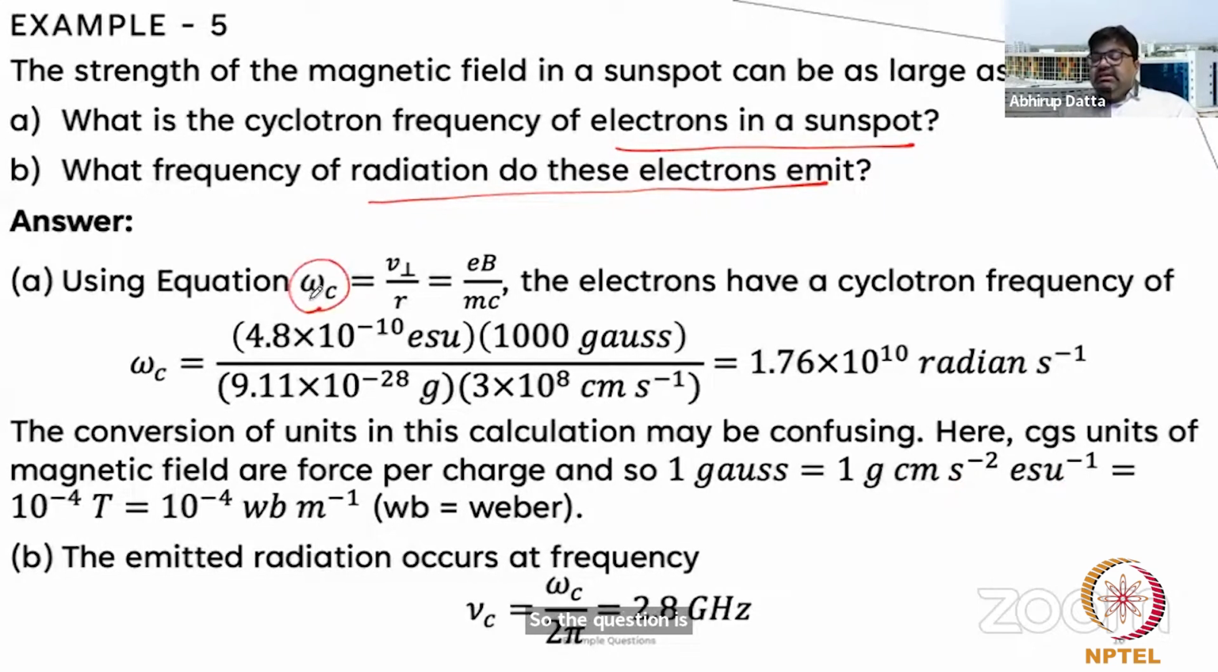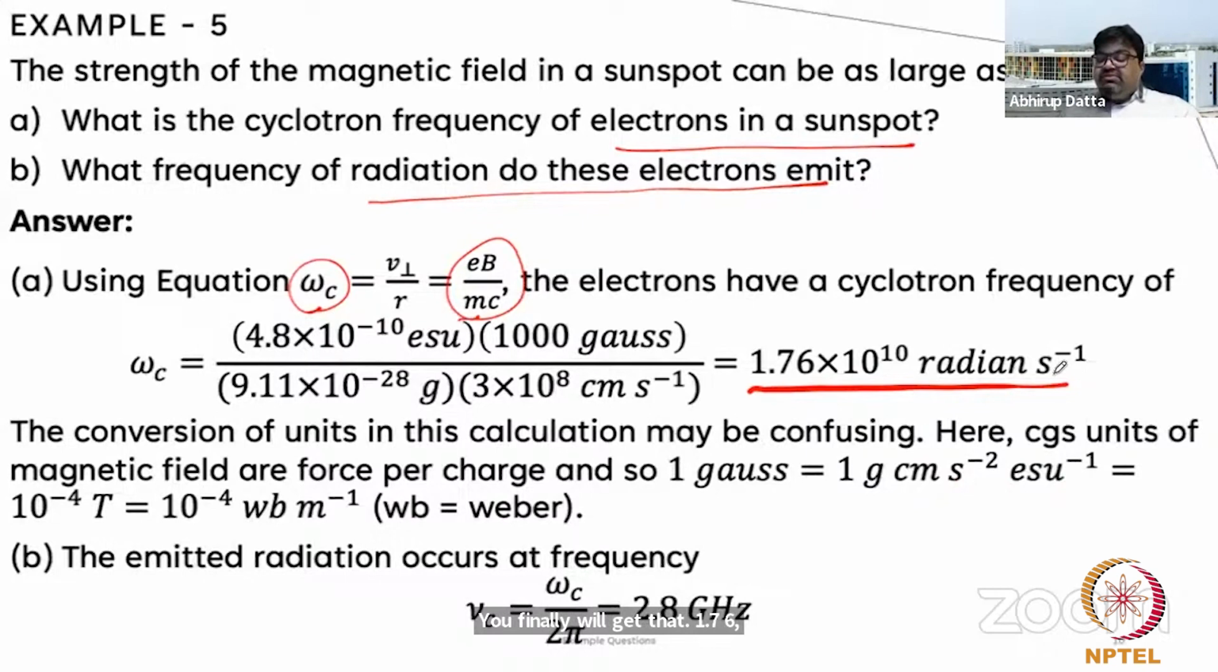omega c is equal to V perpendicular over R. If you use cyclotron, you get eB over mc. So omega c, if you just simply substitute the values, you finally will get that equals 1.76 times 10 to the power 10 radian per second.